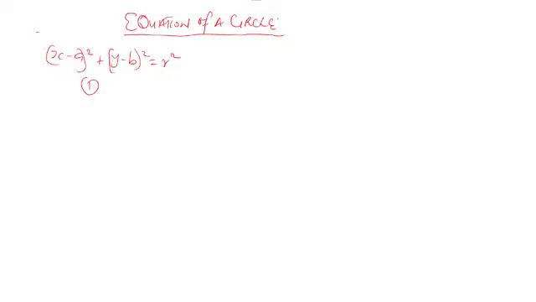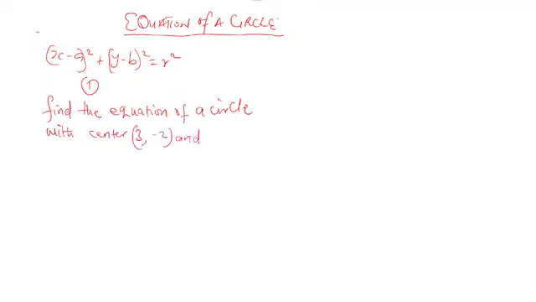Find the equation of a circle with center 3 and minus 2 and radius 4 units. Before, I told us in our lessons that each time you want to solve a question, the first step is for you to always extract the parameters that are needed. You extract them from the question, and it always serves as a guideline into what you are about embarking on.